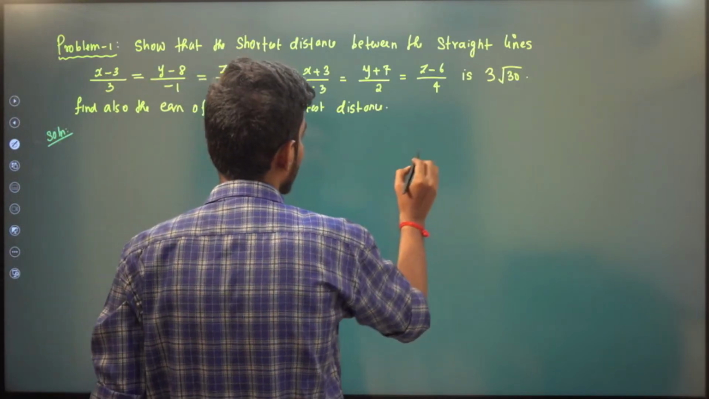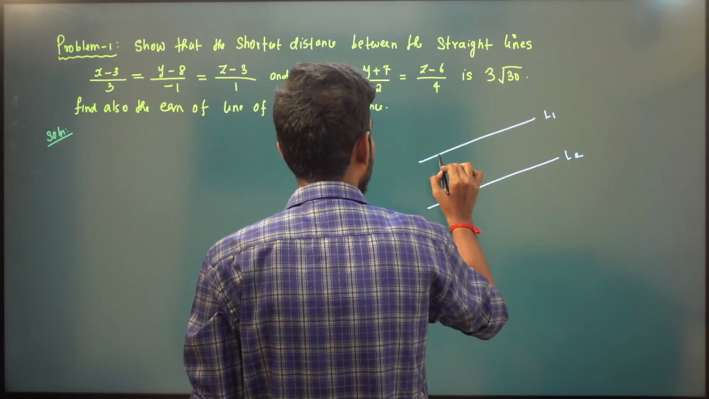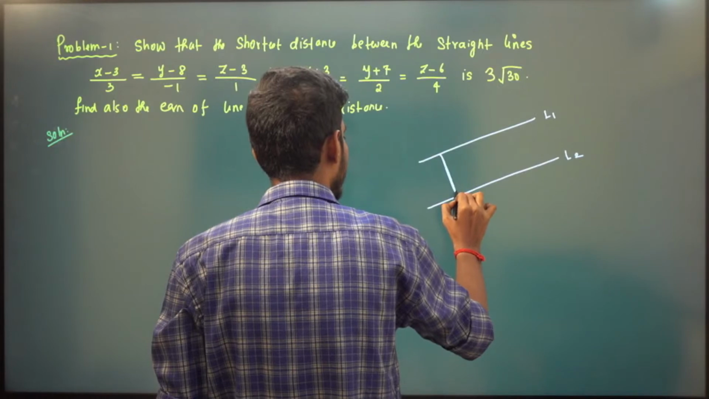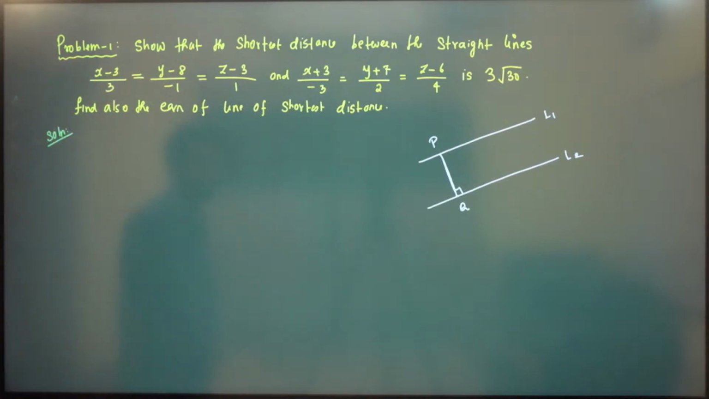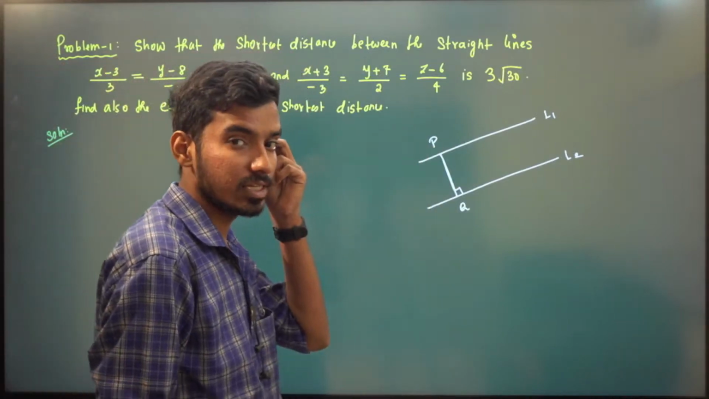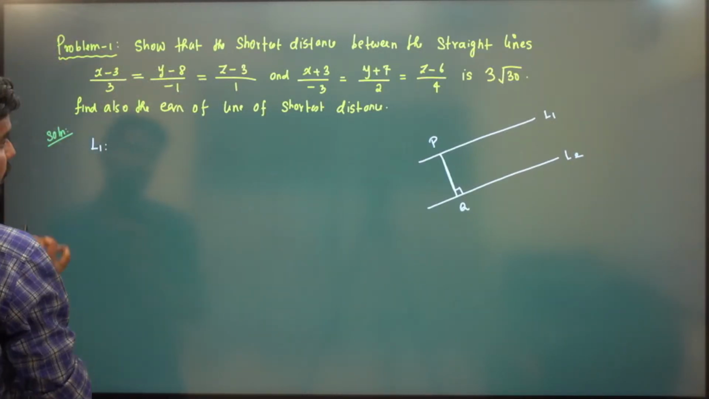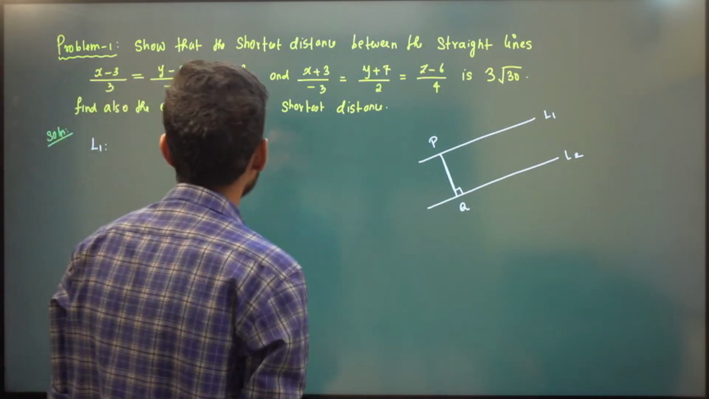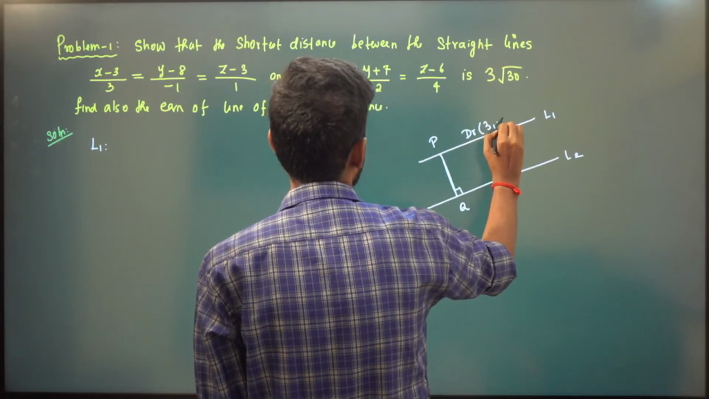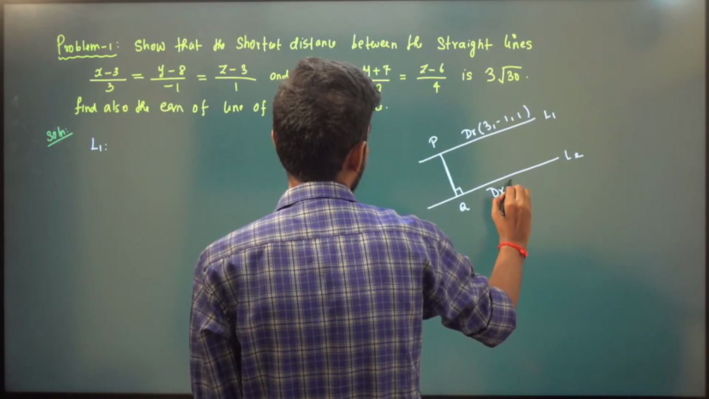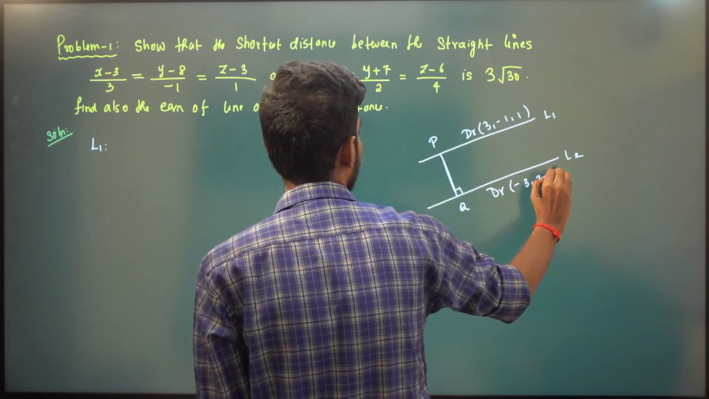So we have two lines, L1 and L2, and a line that is perpendicular to both, PQ, is the shortest distance. Now what is the formula for shortest distance? We already know. L1 is given. The direction ratio of L1 is 3, minus 1, 1. And the direction ratio of L2 is minus 3, 2, 4.